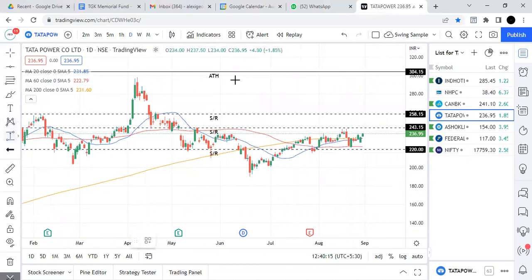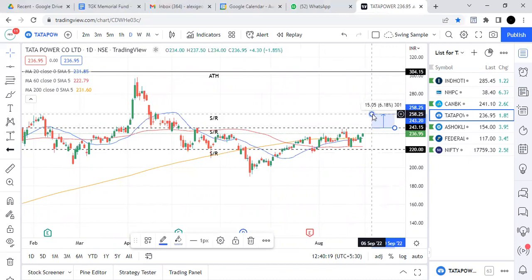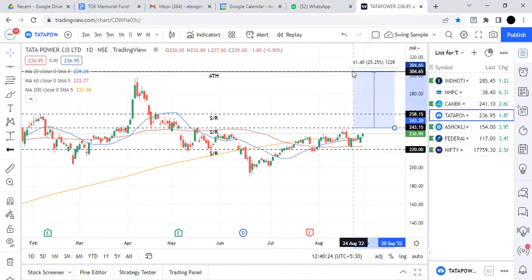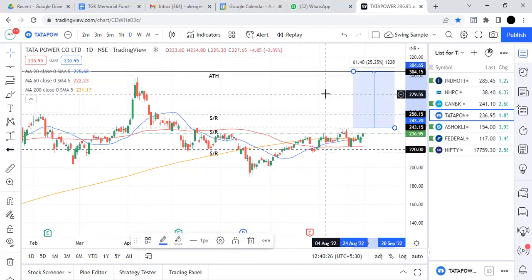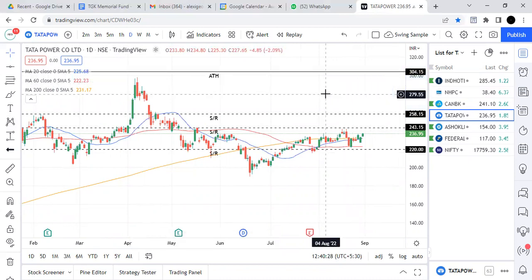Now, what should you look for as to how much profit you want to get? Well, up to the next resistance level, that's 6%. Or if it continues to go beyond that, up to the all-time high, that's 25%.